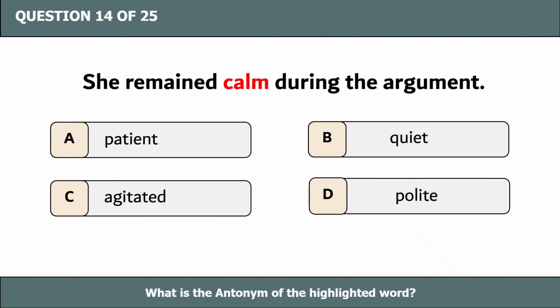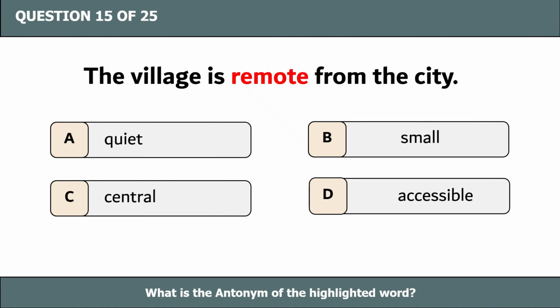Question 14. She remained calm during the argument. The correct option is C. Agitated. Question 15. The village is remote from the city. The correct option is D. Accessible.